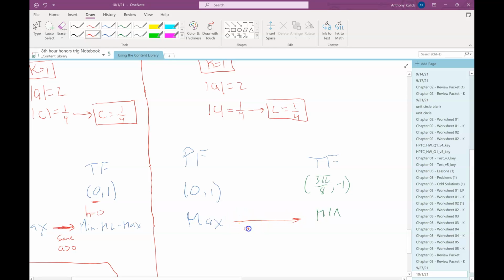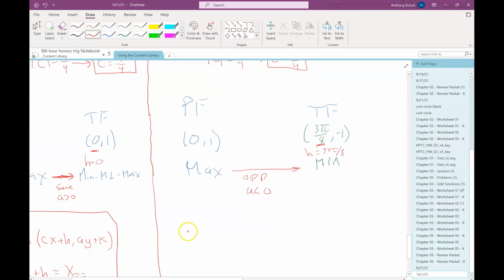So here, because these were opposite, I know my a is going to be negative. And here, I know that because the x-coordinate is 0, my h is just going to be the x-coordinate from my transform function. Then I have everything I need.